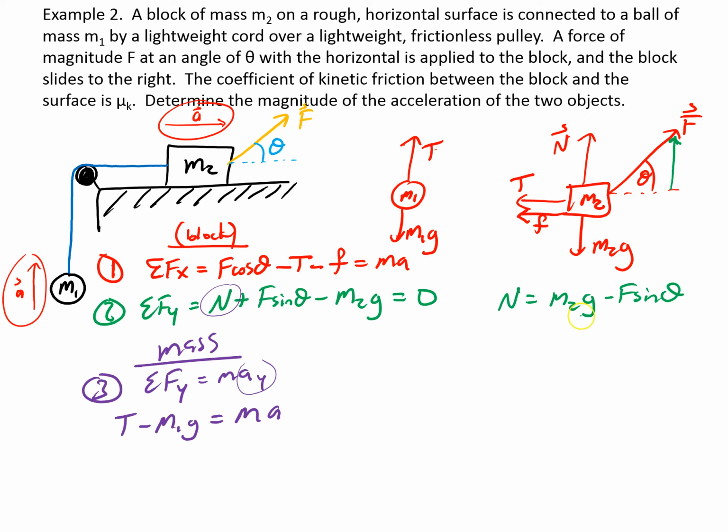Okay, so now that we have an equation for the normal force, we can figure out what the frictional force is. So let's do a 4th equation, and we'll call this 4. We can solve for what this frictional force is. Well, frictional force is equal to the coefficient of friction times the normal force. So since we figured out what the normal force is, we can go ahead and plug that in here. So we have m2g minus F sine theta, and that's all multiplied by mu k.